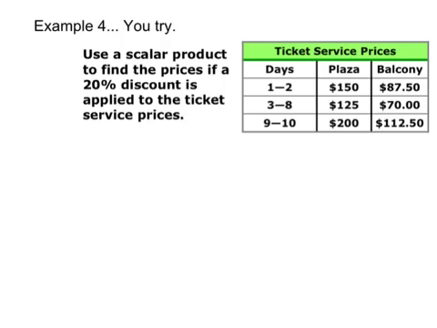Why don't you guys try this one? Use a scalar product to find the prices if a 20% discount is applied to the ticket service prices. So I'm taking this information, multiplying it by 0.2, and subtracting from the original price. Please try on your own.